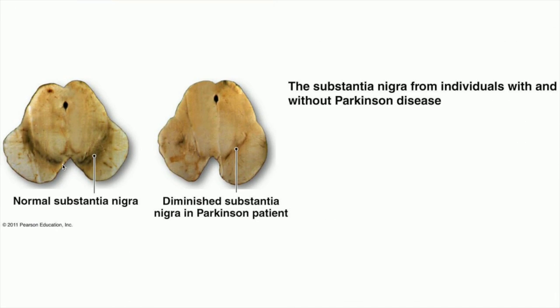This is a normal substantia nigra, and this is one with Parkinson's disease. Parkinson's disease results when dopamine-releasing neurons of the substantia nigra degenerate. This leads to problems initiating and controlling movements. It can be treated with L-DOPA, which can cross the blood-brain barrier and be turned into dopamine. Hopefully one day stem cells.